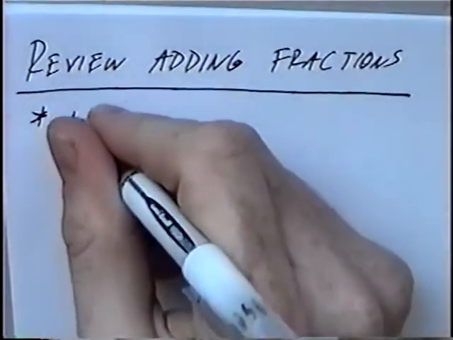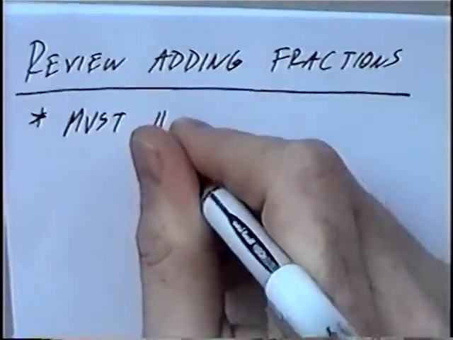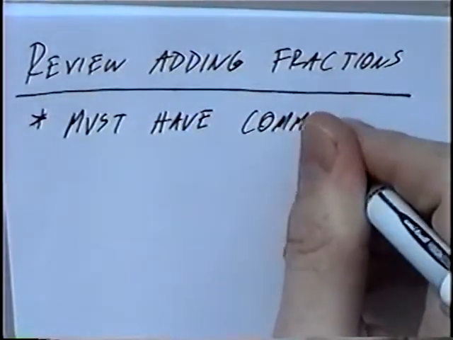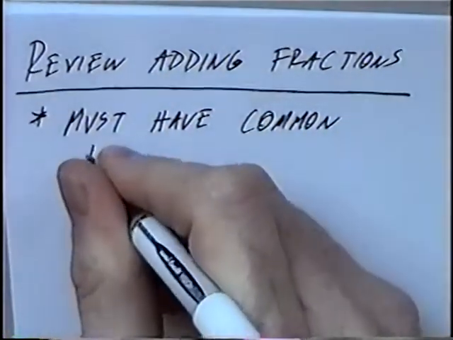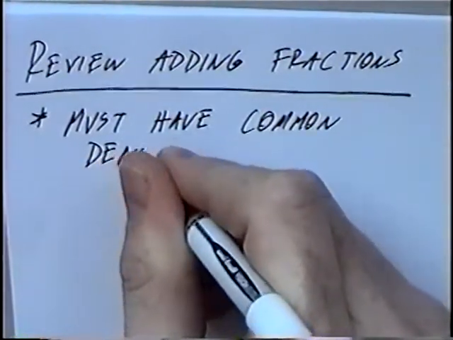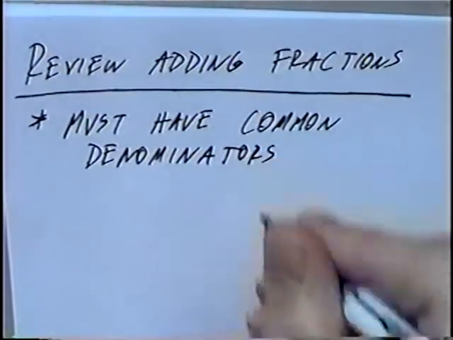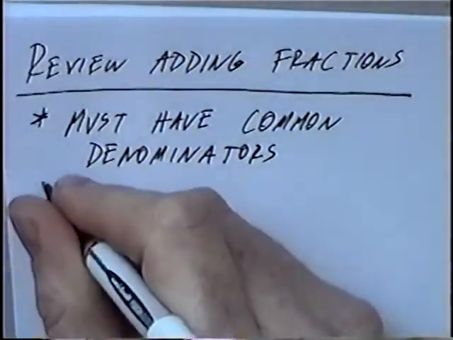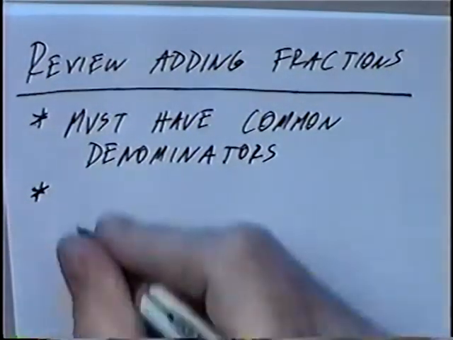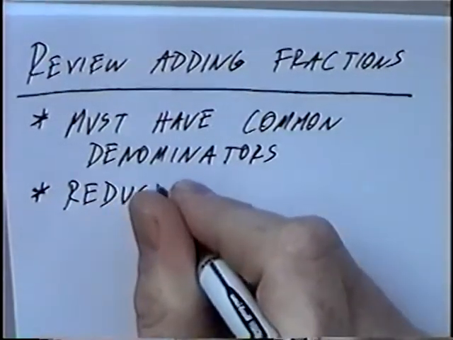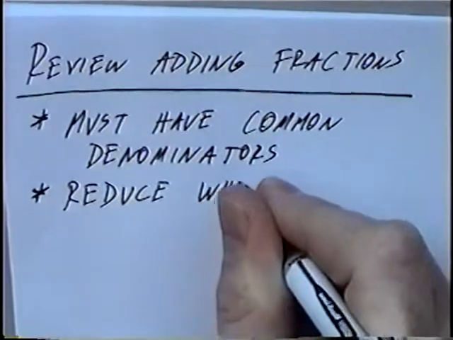First step is must have common denominators. And the second step, to add fractions, reduce when possible.